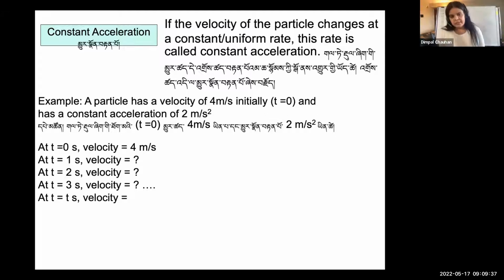So let's take the example. A particle has a velocity of 4 meter per second initially at time t equals to 0. So it's given at the start, the initial velocity is 4 meter per second and has a constant acceleration of 2 meter per second square. I'm going to calculate the velocity at 1 second, 2 second, 3 second, so on.